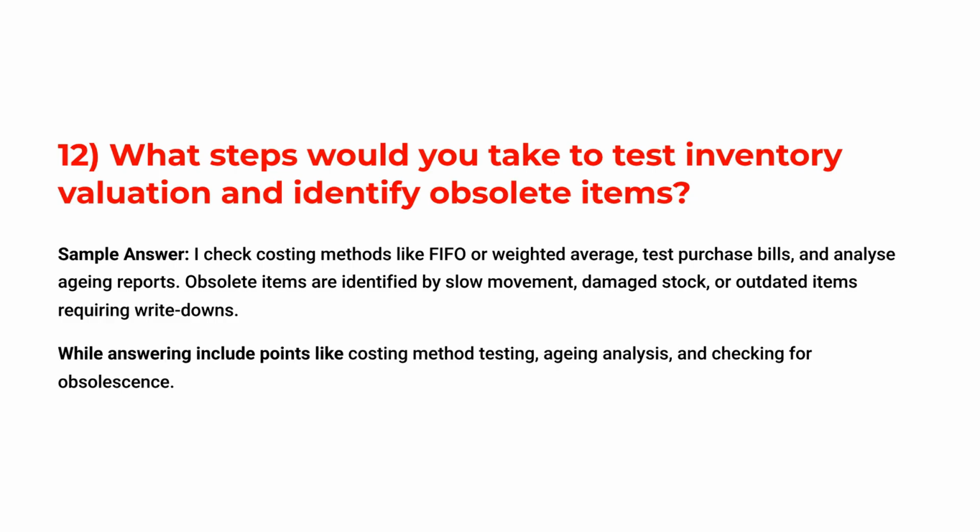What steps would you take to test inventory valuation and identify obsolete items? Sample answer. I check costing methods like FIFO or weighted average, test purchase bills, and analyze aging reports. Obsolete items are identified by slow movement, damaged stock, or outdated items requiring write-downs. While answering, include points like costing method testing, aging analysis, and checking for obsolescence.